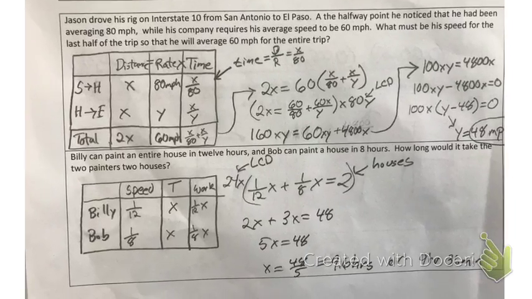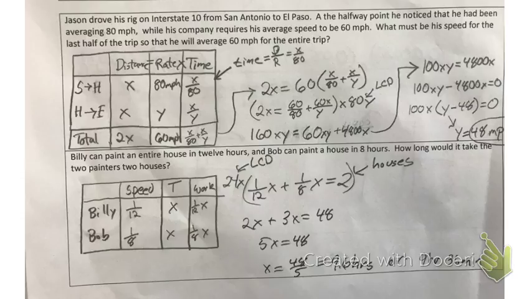I think the second one is one I can pick several of them on the test because it is just a normal speed problem or work problem. It says Billy can paint an entire house in 12 hours. That means his rate is 1 over 12, one house per 12 hours. That's where I came up with this 1/12. Bob can paint a house in 8 hours, so that's one house over 8 hours. That's why under speed I have 1/8 for Bob. They're working together. How long does it take to paint 2 houses?